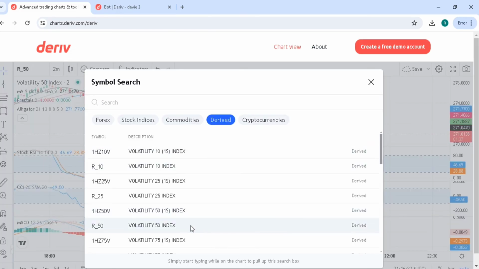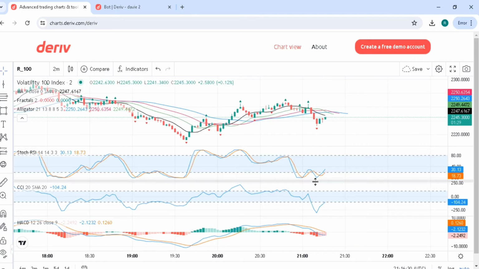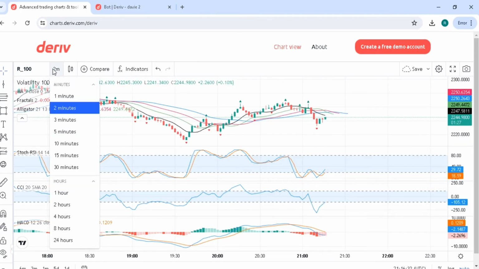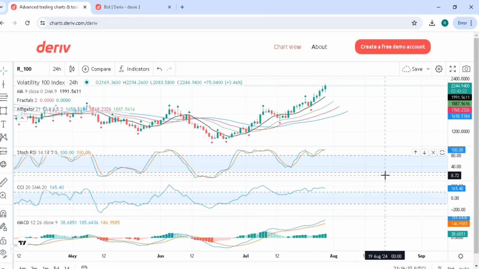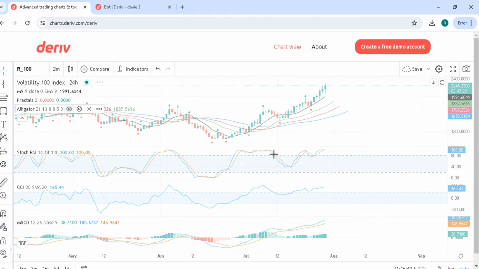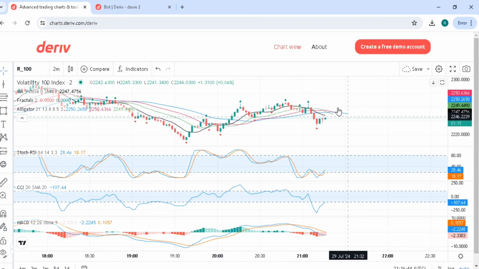Let me look for another one. V100. So the first thing you do, once you change the volatility, go to the 24 hours. This is a rise in 24 hours. So come back to 2 minutes and look for an entry point for a rise market. Unfortunately for the Williams alligator, this shows that these lines are not separated. So if you enter a market, you are going to encounter some losses because the candles will be retesting a lot.